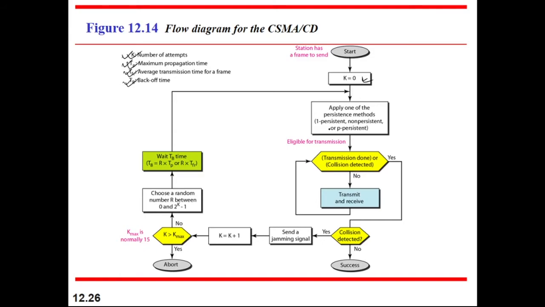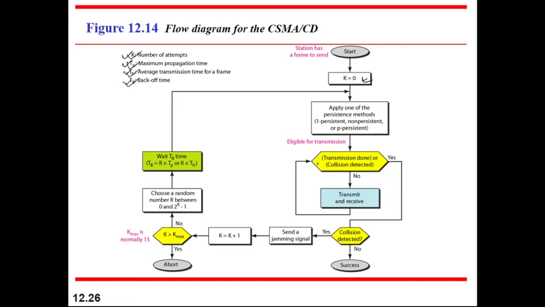So apply one of the persistence methods. You have to apply one of 1-persistent, non-persistent or p-persistent. We have discussed these persistent methods previously. So there are 3 persistent methods here, and you need to apply one of them, and then transmission is done or collision is detected.